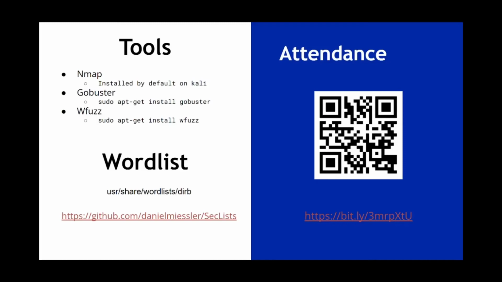So we need Nmap, gobuster, and wfuzz. You can download them if you haven't already. And then we also need a word list called SecLists. You can download it from GitHub or you can clone the repository, whichever is easier for you.